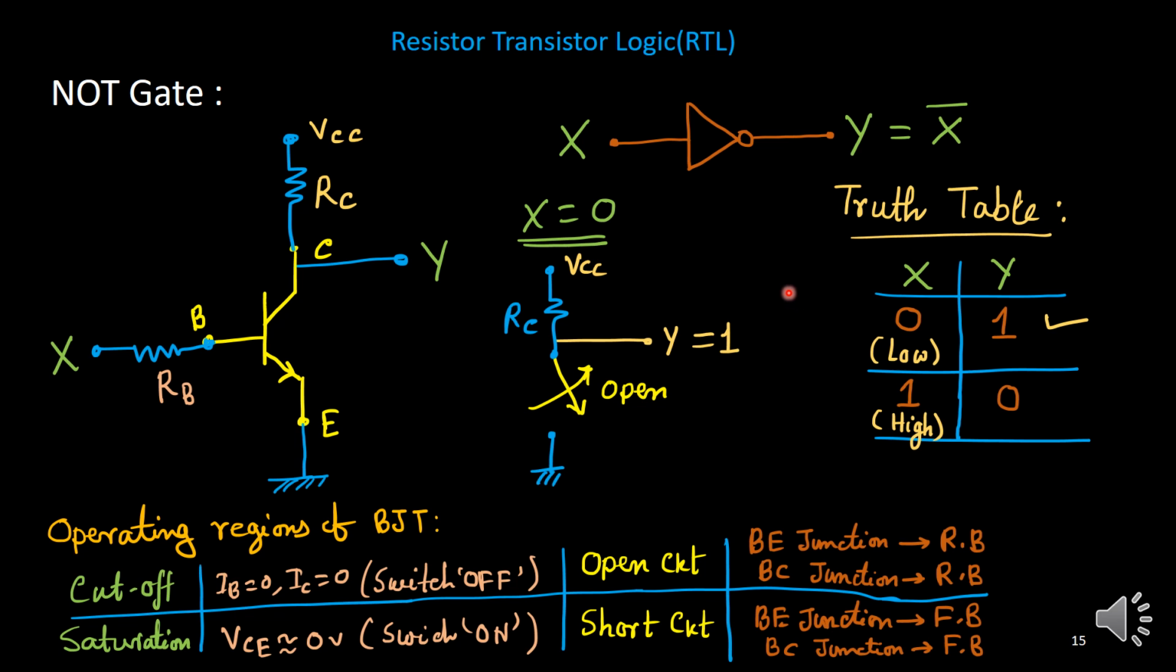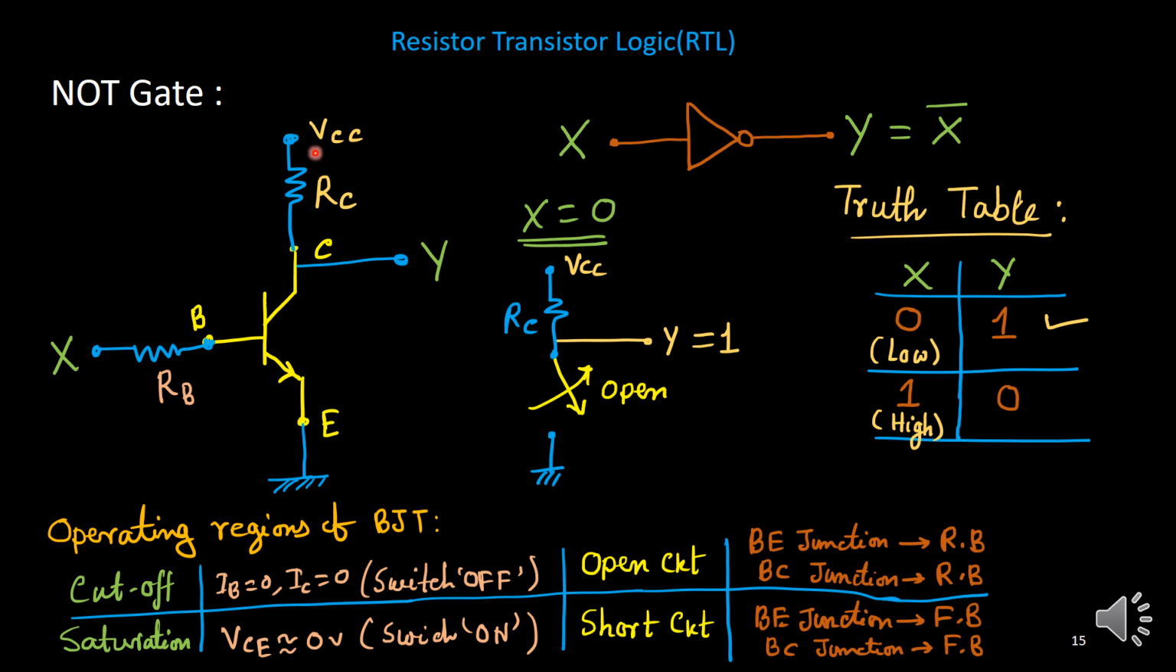Now we will try to understand these things. When the input X is 0, this junction is reverse biased, because only if the base emitter potential is more than 0.7 volt will this junction be forward biased. So if X is less than 0.7 volt, meaning a low signal, a capital X equal to 0 means low voltage. I mean that it is less than 0.7 volt. So if capital X is less than 0.7 volt, this base emitter junction is reverse biased.